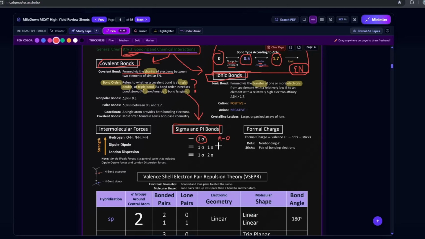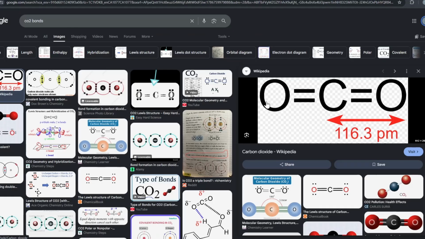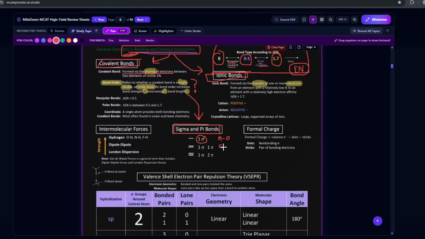I can also have, let's say, O and C in carbon dioxide double bonded like that. A double bond and a triple bond is represented as 3 lines instead of 2, right? So I hope that makes sense. A single bond is 1 line connecting the 2 elements. A double bond is 2 lines. A triple bond is 3 lines.